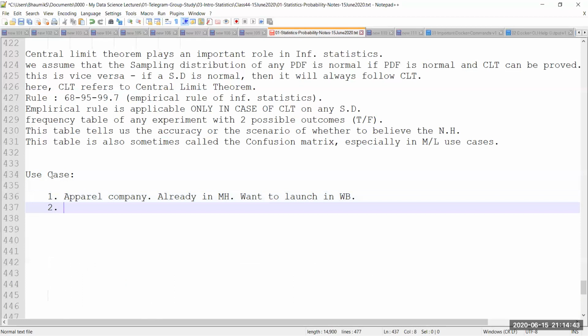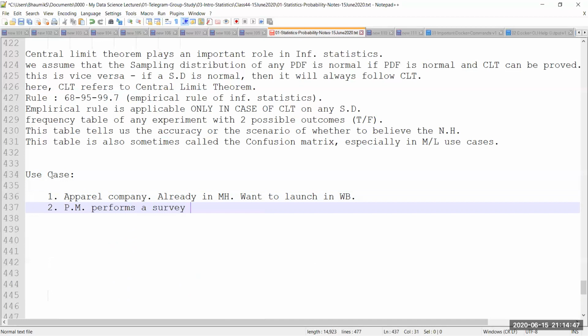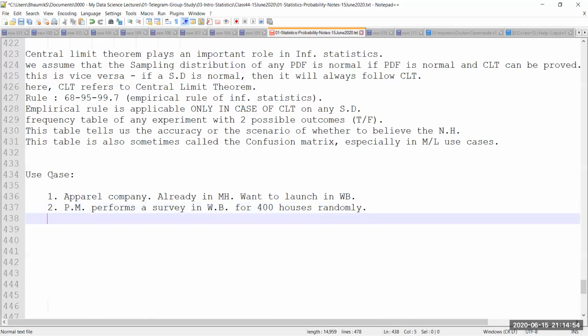My product manager performs a survey in West Bengal for 400 houses randomly. This word is very important. Randomly, she has gone to 400 houses. She has noted down the mean household income of each and every house. Now she has noted down the mean household income, and that comes out to be, I'm sorry, I don't have any rupee symbol on my keyboard, so it comes out to be 30,000 rupees.